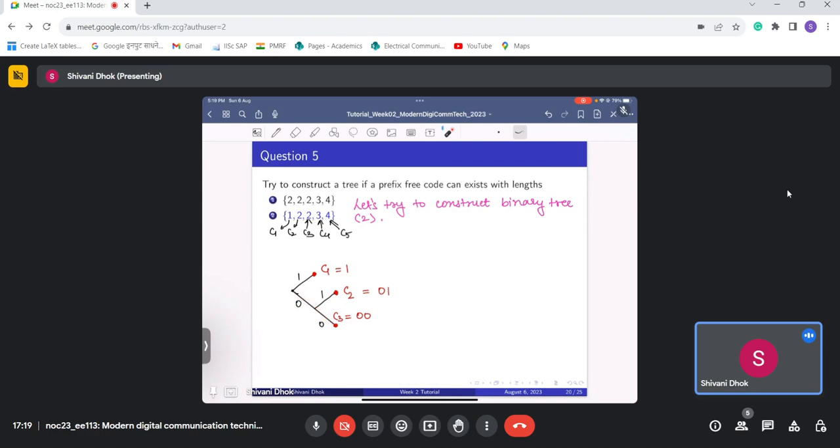Now forcefully I need to construct another code which is of length 3, which means I'll have to branch this one out more. I'll have to branch it out like this. Now, one code is of length 3. So let's say this one is C4, which is like this, 0, 0, 1.